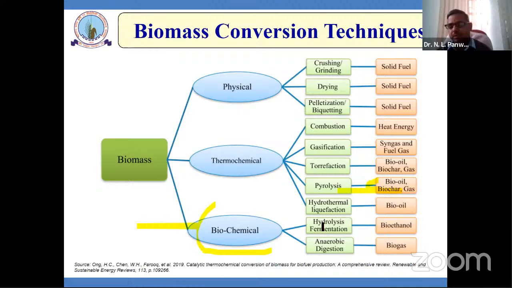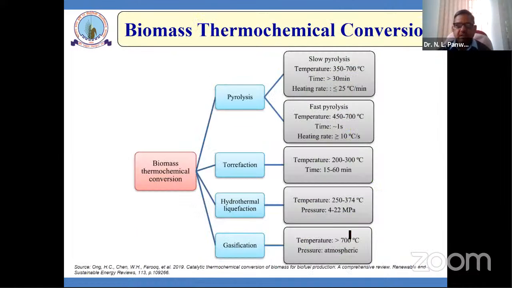and through biochemical conversion, through hydrolysis and fermentation, we get bioethanol, which is mixed with your petroleum fuel. And through anaerobic digestion, we are getting gas. The anaerobic is completely in the absence of air, similar to your torrefaction or pyrolysis process. So if we go for the thermochemical conversion process, the temperature and your residence time play the major role while deciding your end product.